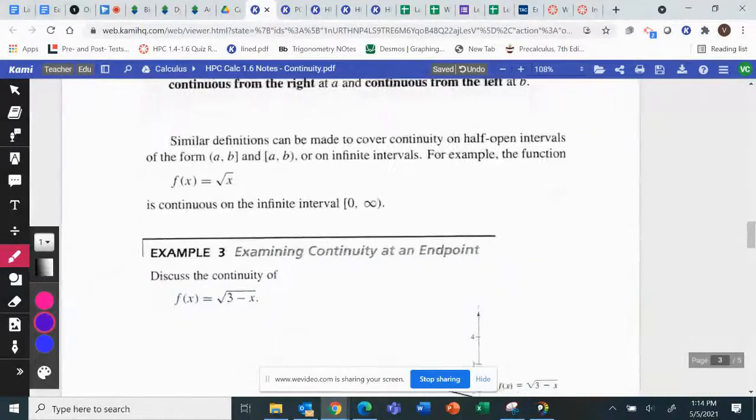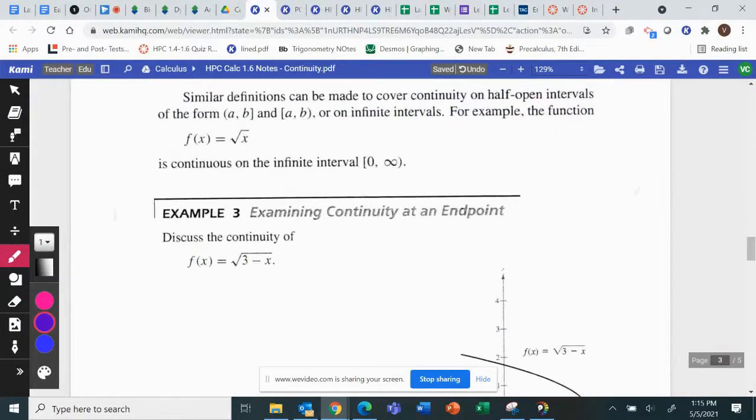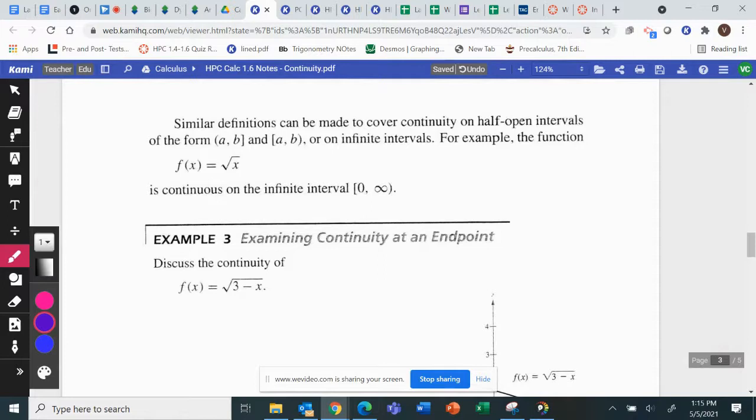There's also half-open intervals where it could be continuous from the starting point, but not quite equaling the ending point. So it would have an open dot at the ends.